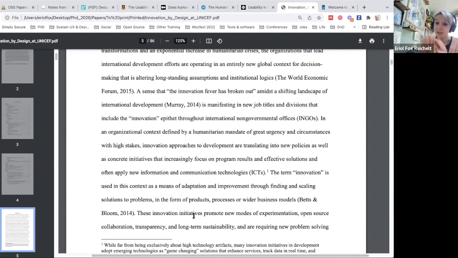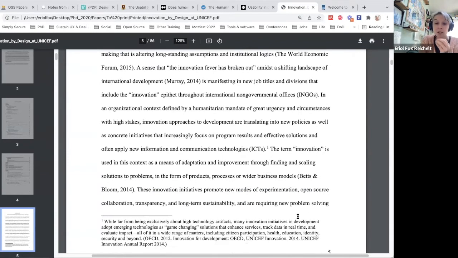But yeah, the interesting thing is that this goes on to talk about innovation in initiatives to promote new modes of experimentation, open source collaboration being one of them, and then going on to some other examples. So really explicitly calling out in the introduction there open source collaboration as a new mode of experimentation. So there's a direct link there within this case study to open source collaboration as innovation experiment.